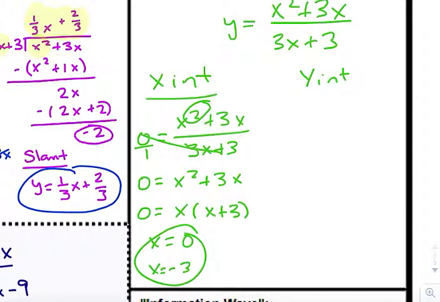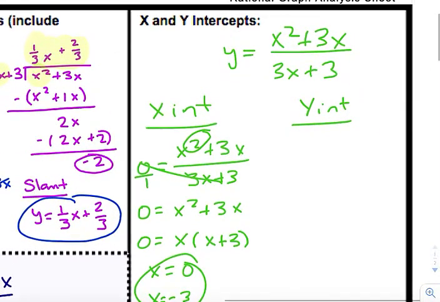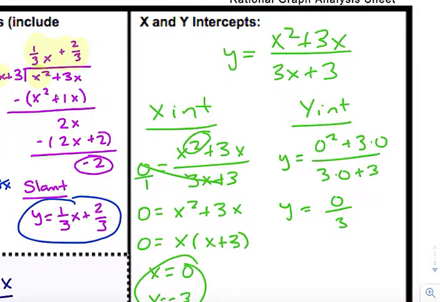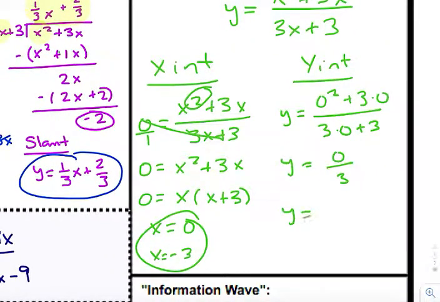The y-intercept is going to be the y value when x is 0. And so we actually have quite a few things that zero out. So we end up with 0 squared plus 3 times 0 all over 3 times 0 plus 3. On top, we just end up with 0. The bottom ends up being 3, but that doesn't matter since the top is 0. Our y-intercept is going to be 0.